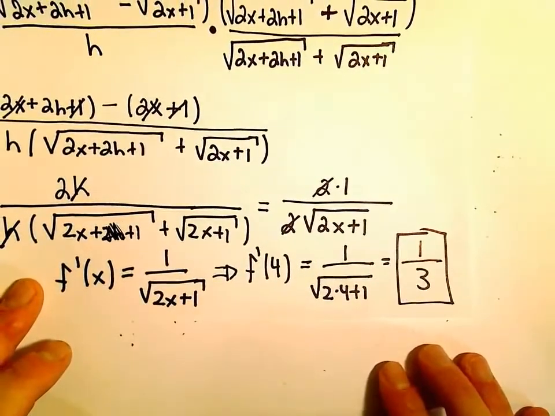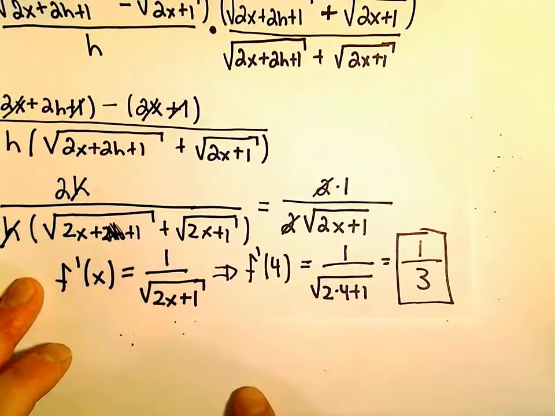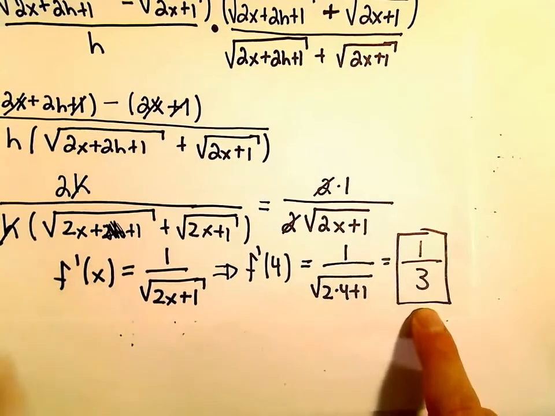The slope of the tangent line at that original point, x equals 4, is equal to positive 1/3.